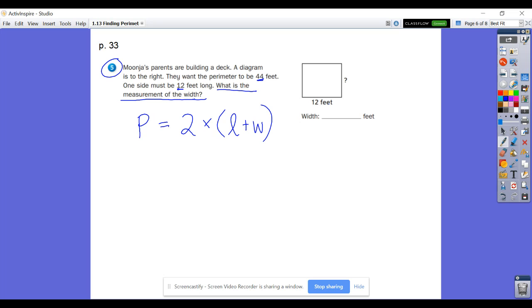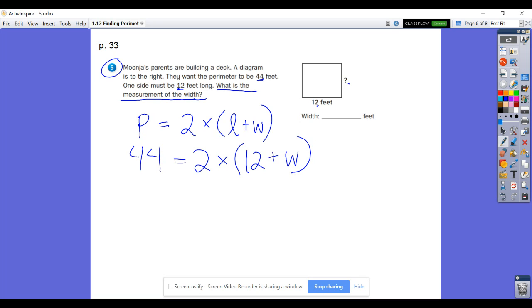So for perimeter, do we know what the perimeter is? You could shout it out. 44. So write 44 equals 2 times, and then do we know the length? You could shout it out. 12. 12 plus, do we know the width? No, so we're going to leave that one a W.